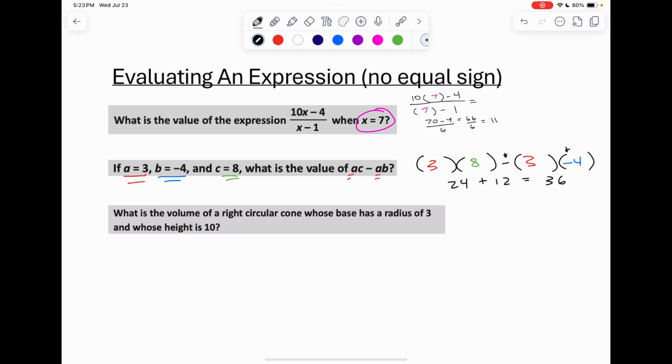Now the next question asks, what is the volume of a right circular cone whose base has a radius of 3 and whose height is 10? Now everybody wants to freak out about this question because, oh my goodness, it's geometry. But please remember, the formulas that you need for the geometry are in the reference on the upper right hand of your testing screen. Click that reference and you'll see the formula for a right circular cone.